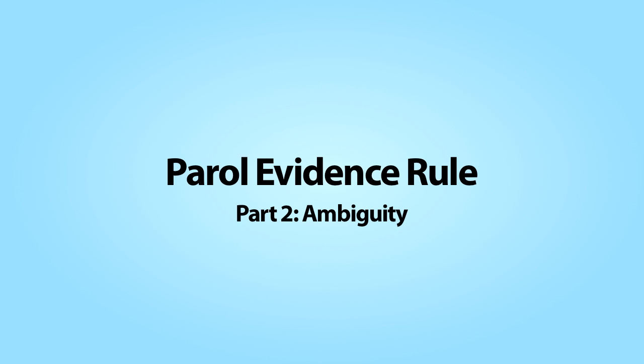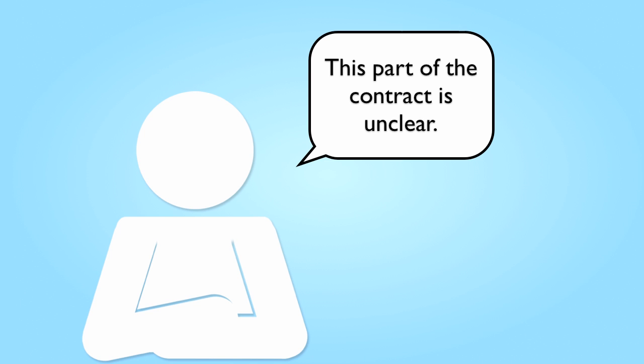Parol Evidence Rule Part 2, Ambiguity. Some people think of ambiguity as an exception, perhaps the most important one to the PER, while others conceive of it as a prong of the PER. Either way, under classical contract doctrine, if a party could identify an ambiguity in one of the terms of the written contract, the PER did not apply to evidence submitted for the purpose of resolving that ambiguity.